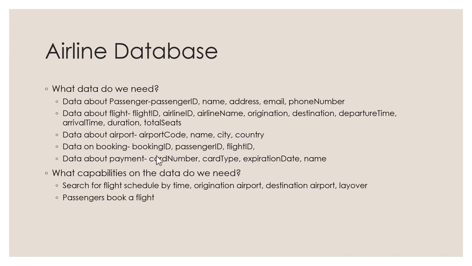And of course, data about making payments, which card, right? Card number, card type, expiration date, and the name. And then it should be able to search for flight schedule by time, origination airport, as well as destination airport, and number of layovers, whether you don't want any layover or you're okay with one or two. And passengers should be able to book a flight and get confirmation to their email.